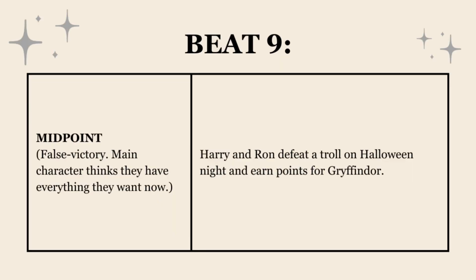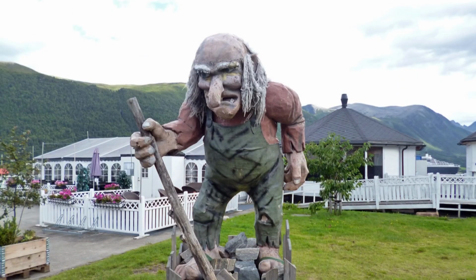Our next beat is the midpoint. This is a false victory. This is where the main character thinks that they have everything that they've ever wanted now. According to our book, Harry and Ron defeat a troll on Halloween night and earn points for Gryffindor.